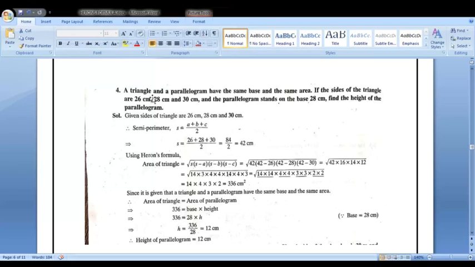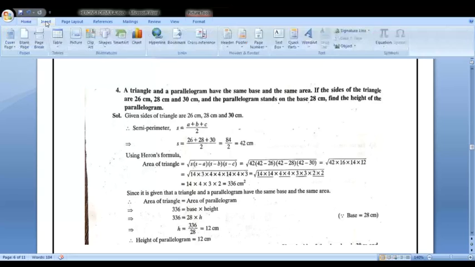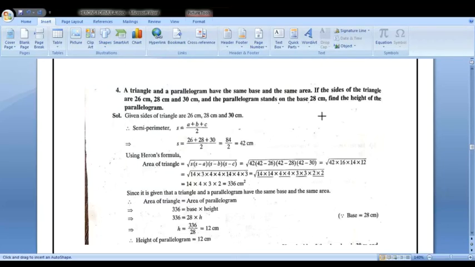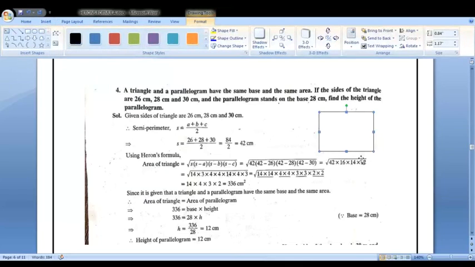A triangle and a parallelogram have the same base and same area. He is giving us one hint: same base and same area. What does it mean? I'll try to show it using pictures and shapes. Parallelogram.